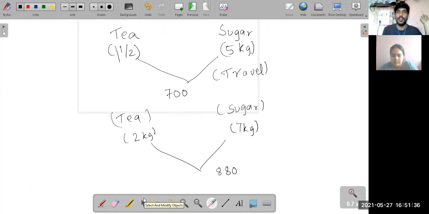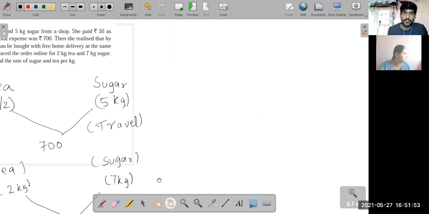Yes. Okay. Now, what you have to find out? Price of 1 kg tea, 1 kg sugar. So you take that to be X and Y. So let the price of 1 kg tea be X and let the price of 1 kg sugar be Y. So let's write down that first.